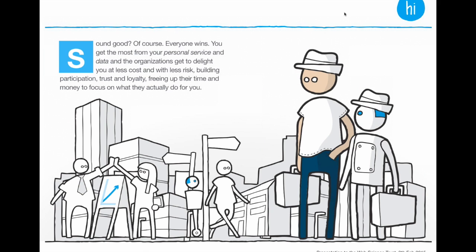Right, so this slide explains why this eventuality is good for business too. Business incurs less cost and less risk. It builds participation, trust, loyalty, and frees up their time and money to focus on what they actually do for you. The product is the product.